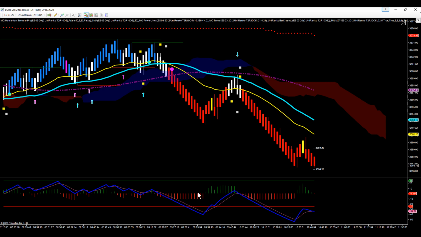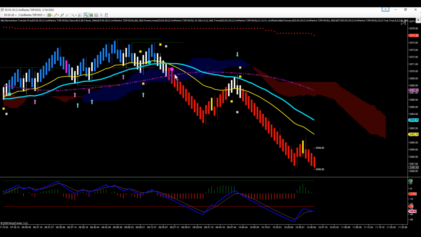The zero line is the line that the histograms move above and below, and we got a nice momentum reset right here. Again, you can see the initial push down, momentum pushed down, got into the oversold area, pulled back to the zero line, and made a nice reset, which gives us plenty of room for momentum to accelerate our trade in the direction we want to go. And that's exactly what was happening here.